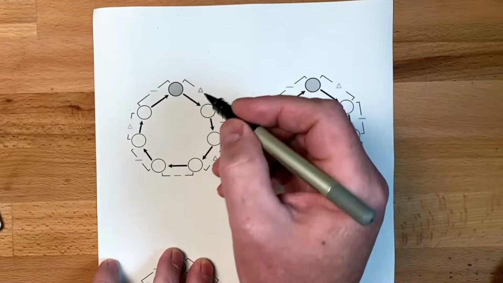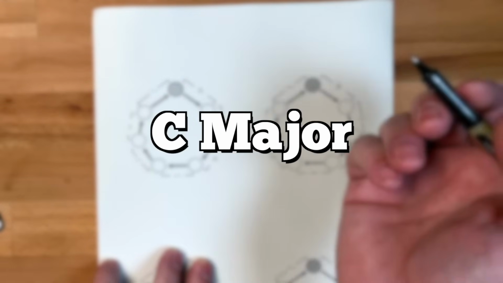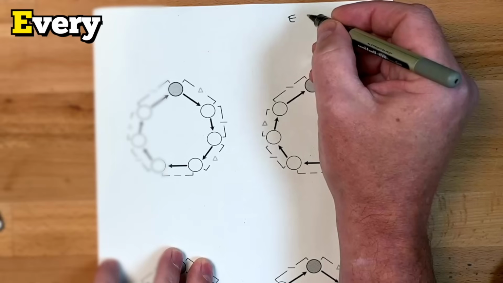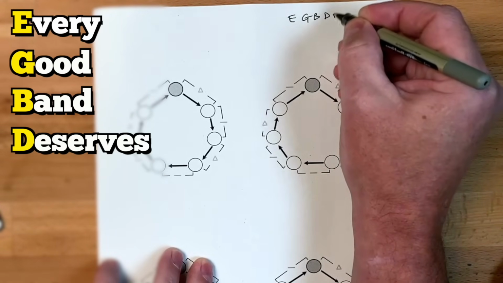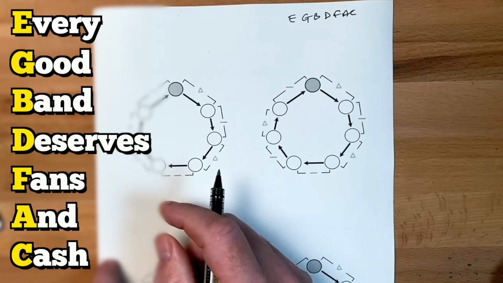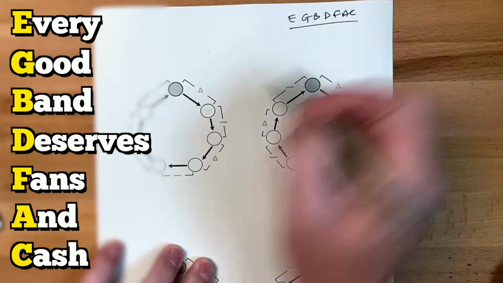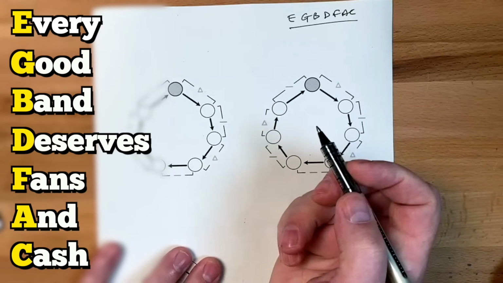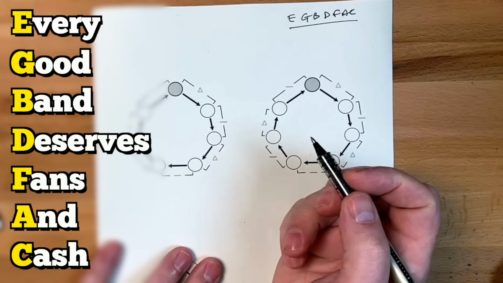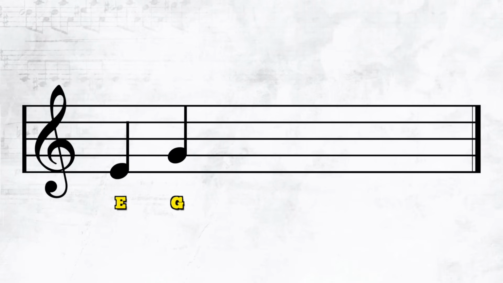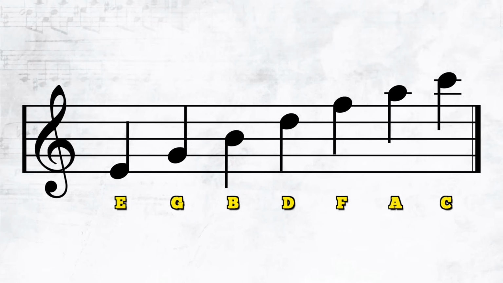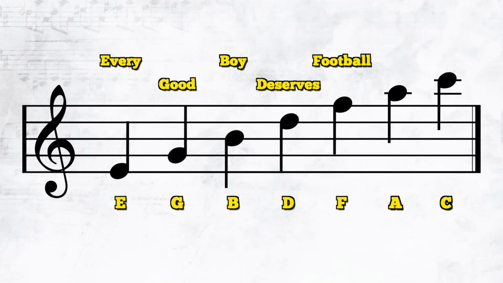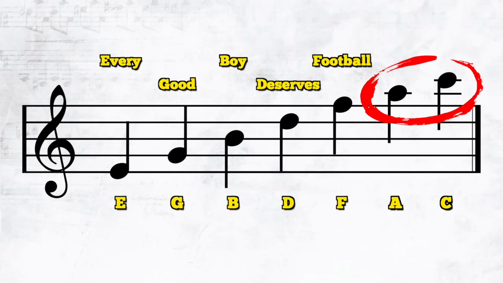We're going to do C major. Now, the common mnemonic that I've used before has been every good band deserves fans and cash. Now, I'm really agnostic about that. That's just one that I use to teach this. It's completely up to you how you want to remember this. The reason I do this is because the treble clef goes up E, G, B, D, F, A, C. We always seem to learn it as every good boy deserves football or favour, and then we miss out on extending it with these two notes here. Really, all that matters is this sequence.